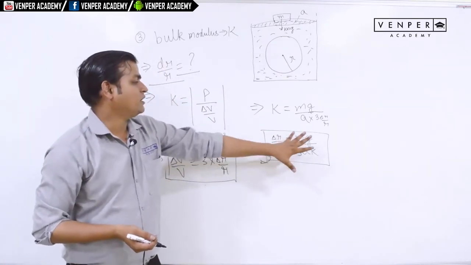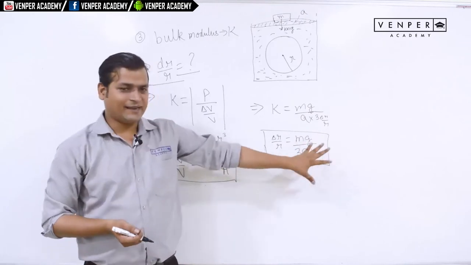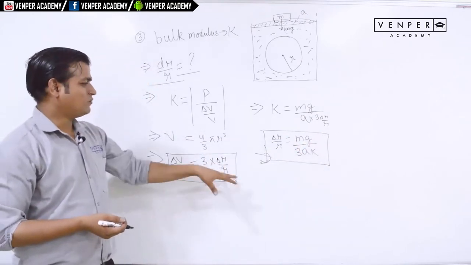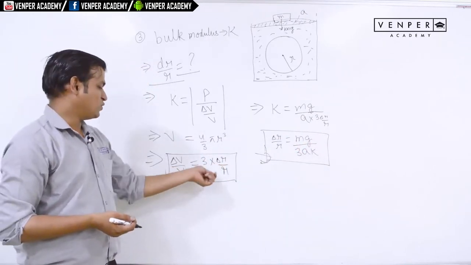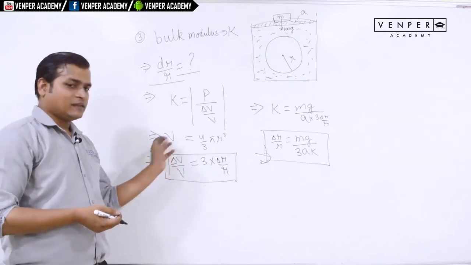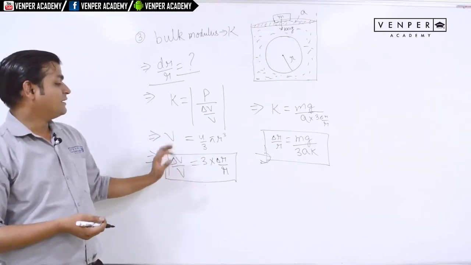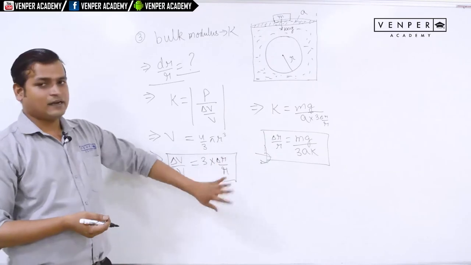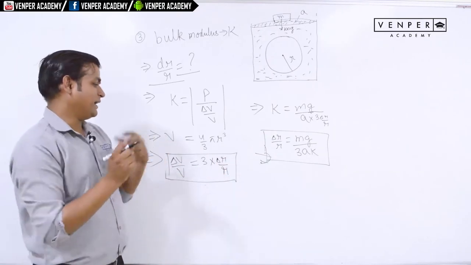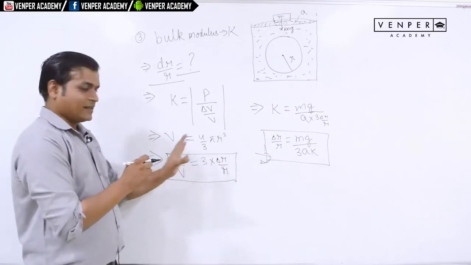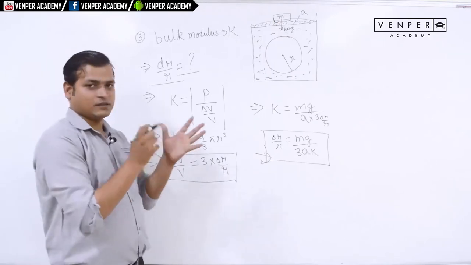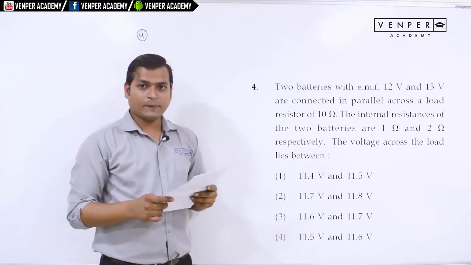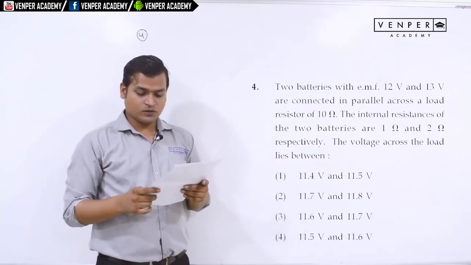That is delta R upon R is equal to mg upon 3ak. The main thing was this one, a little bit what you have to just know, the relation between delta V upon V and delta R upon R. We already learned this thing in the first chapter, that is in errors and measurement. Okay, now question number 4.